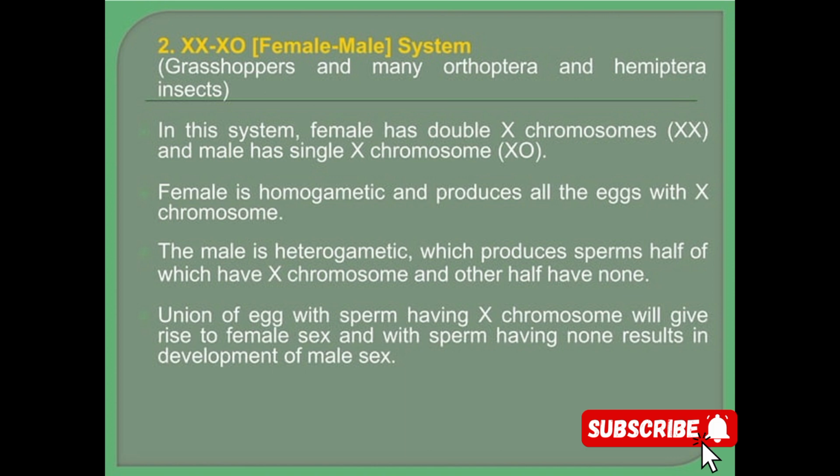So the X containing sperm, when combined with X containing egg, female will be developed, and the nullogametes, or those gametes which do not contain any sex chromosome, when combined with X containing ova, male will be developed. As I have told, it is present in grasshopper and protein bug, which we also call bedbug. So XX-XO female-male system of sex determination is this type.